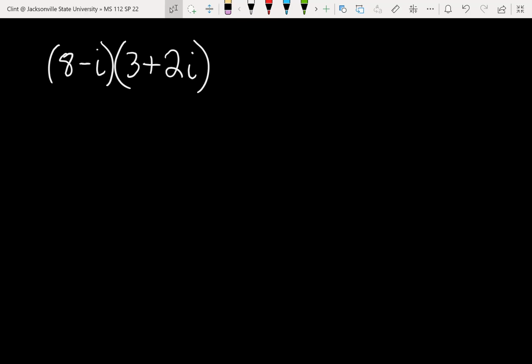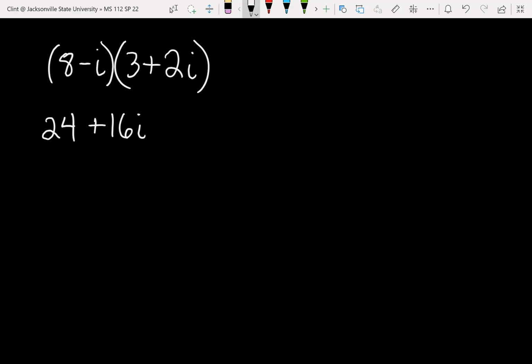Let's multiply these two complex numbers: 8 minus I, 3 plus 2I. So we can use the FOIL method. And so we do 8 times 3, that's 24. Do 8 times 2I, that's 16I. Doing the outer terms there.